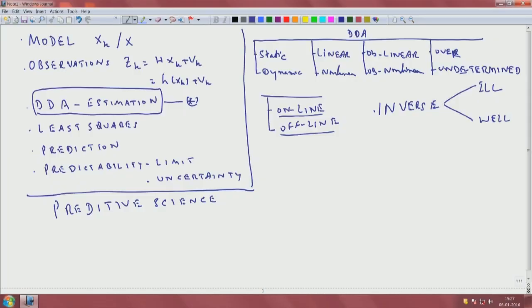So with this, I think you get a good understanding of what this subject is all about. The sum is always greater than the parts. There are lots of parts to this story, but the sum total provides you a broad overview of the area that has come to be called dynamic data simulation. Now, the whole course provides an introduction to data simulation across these dimensions: static versus dynamic, linear versus nonlinear model, linear observation versus nonlinear observation, overdetermined, underdetermined, offline versus online, and all the mathematical prerequisites thereof.